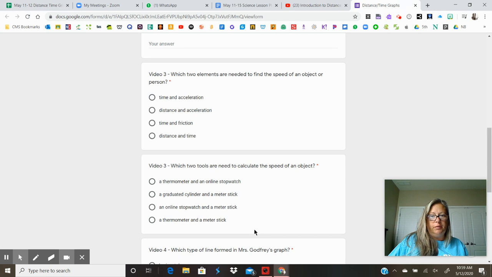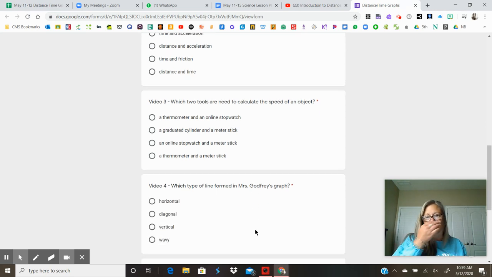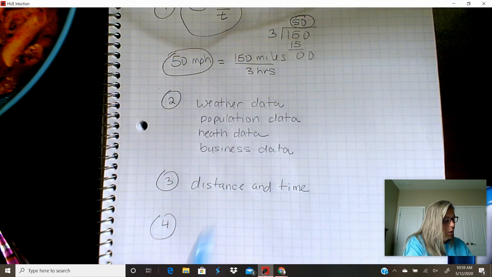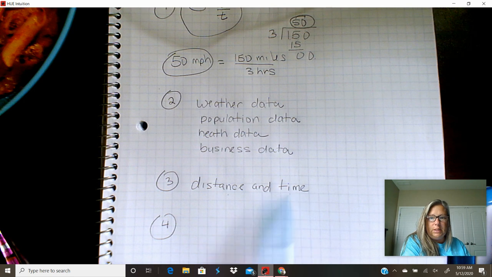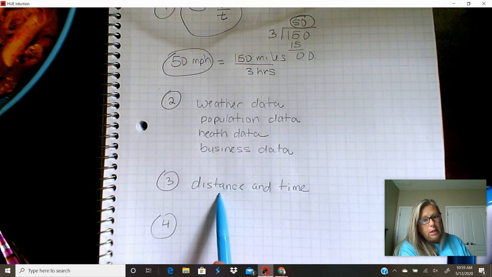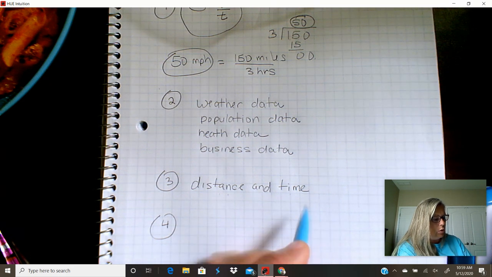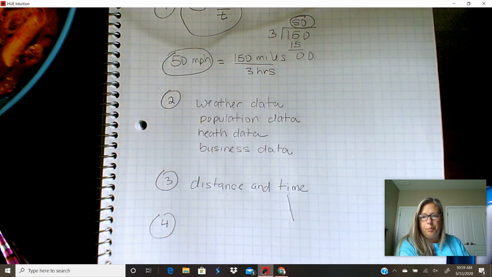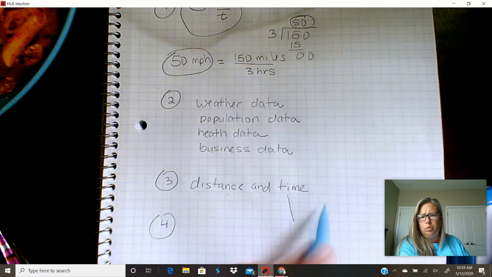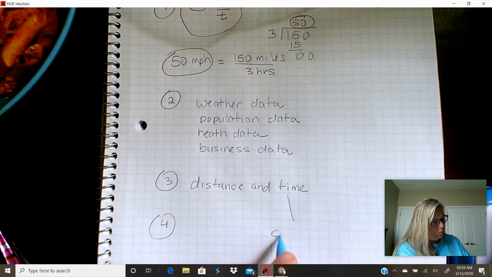says, oh, it's also still video 3. Which 2 tools are needed to calculate the speed of an object? So let's go back and look at the paper. If we're going to be needing to do distance and time for speed, right, then we're going to need to pick tools that will measure distance. What tool will measure time? Clock? A watch?